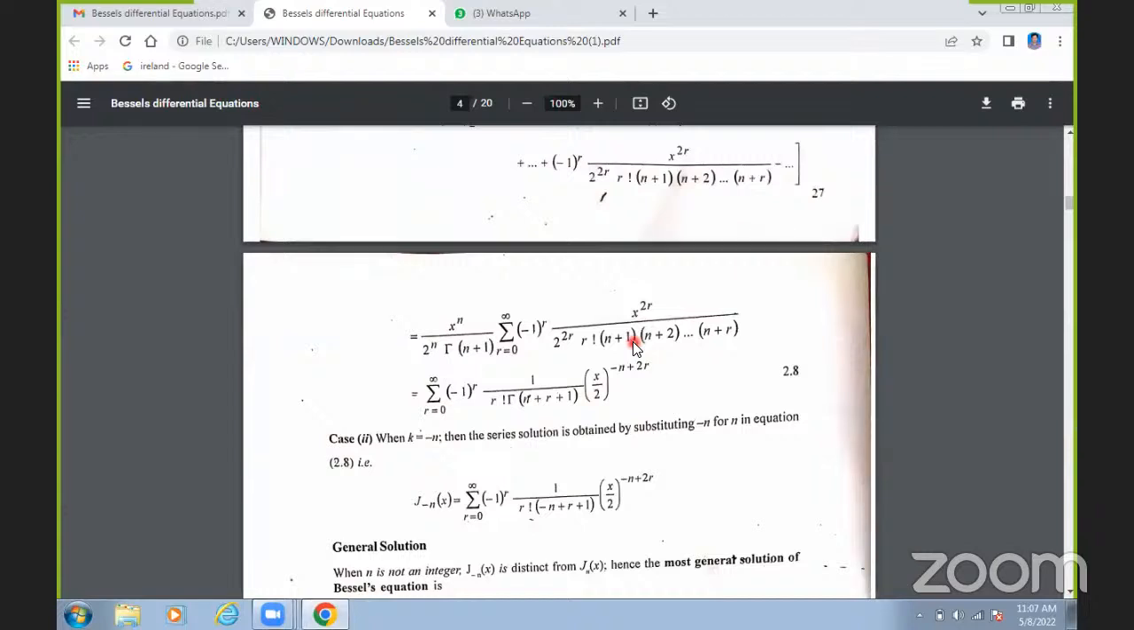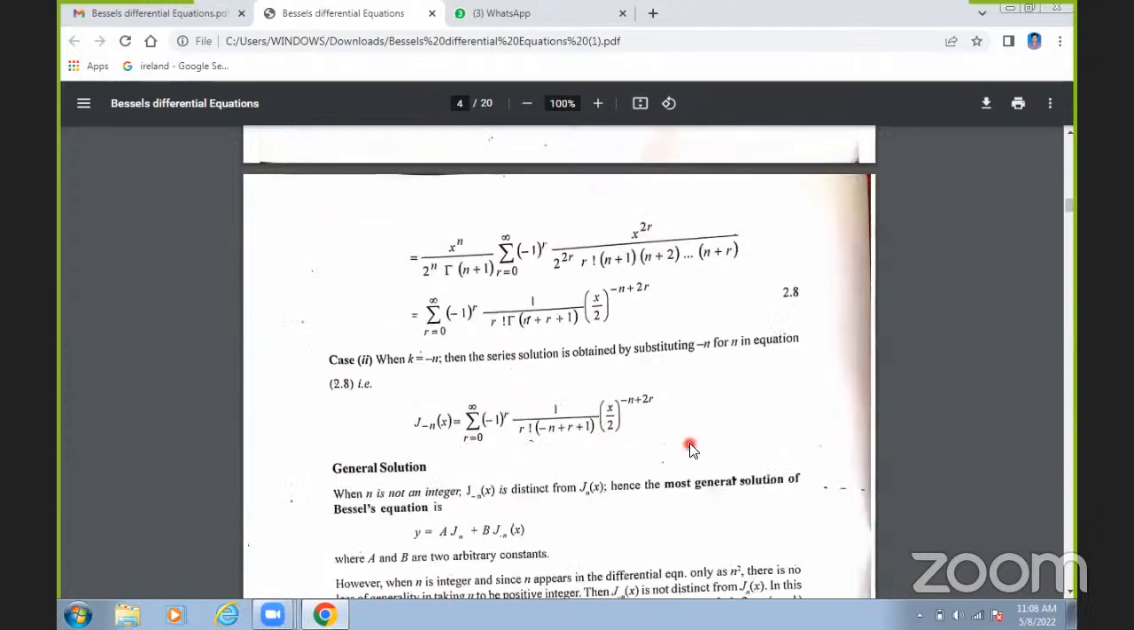Similarly, for k equal to minus n, we are going to get J of minus n of x. We have got two conditions: the value of k is plus or minus n. The first condition we took k equal to plus n and got this equation. Next we took k equal to minus n, and this is the equation which we got, which is similar to the first one. Therefore, the general solution of this Bessel's differential equation, we can write as y is equal to A Jn of x.